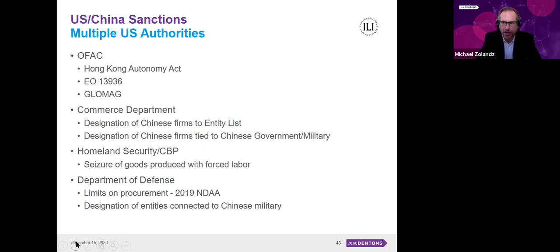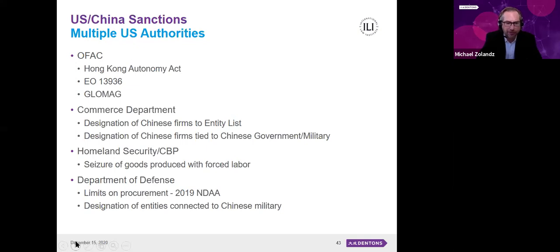Peter will talk about the application of GloMag later on in this program, but I think it's important to highlight here that it is being used specifically with respect to China in a way that is slightly different from its other applications. The Commerce Department is also getting in on the action, designating a number of Chinese firms to the Entity List, thereby prohibiting exports of US-origin goods to those entities and creating a presumption of denial for licenses where they are required.